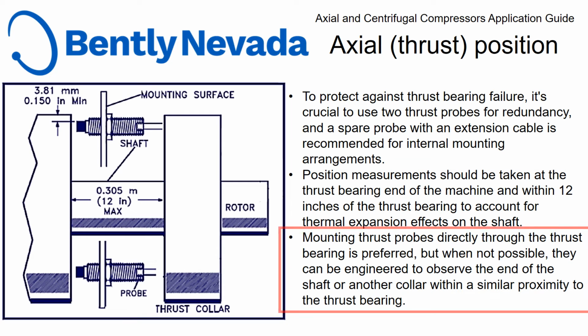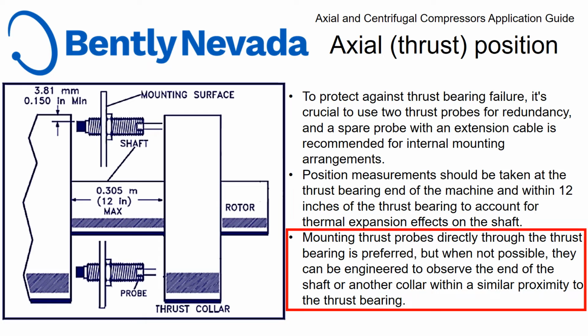Mounting thrust probes directly through the thrust bearing is preferred, but when not possible, they can be engineered to observe the end of the shaft through other means within similar proximity to the thrust bearing.